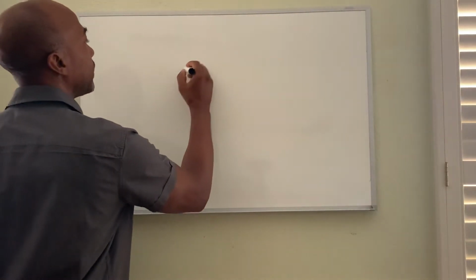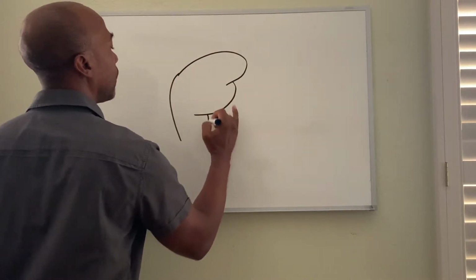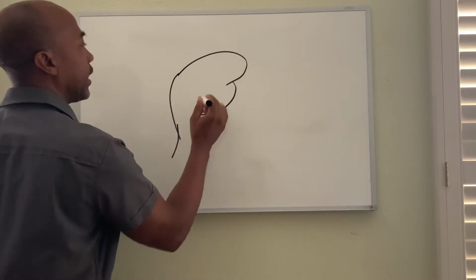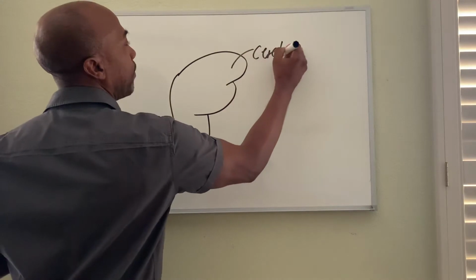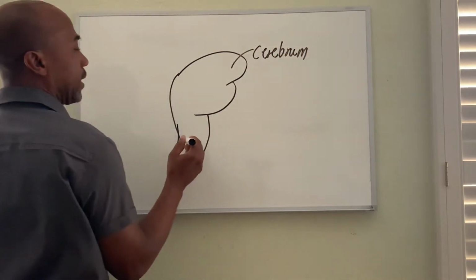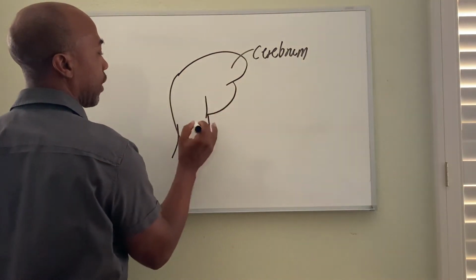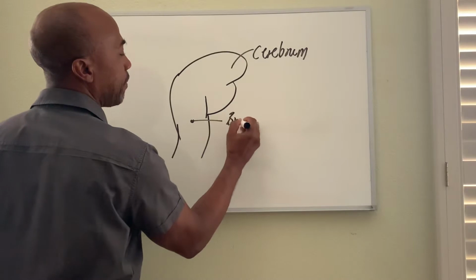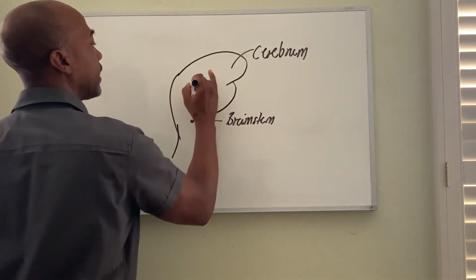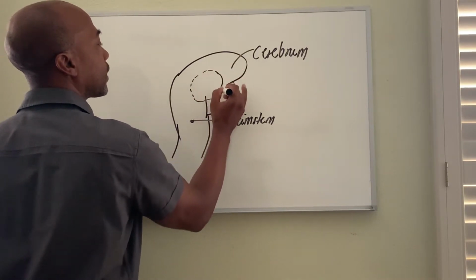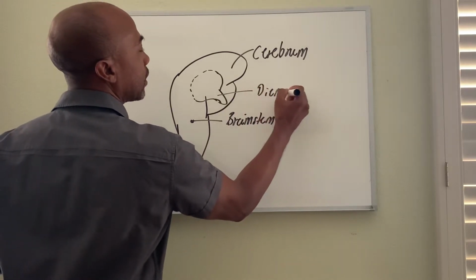So this is your brain, like so. Okay. There is the big part up top, what we call your cerebrum. There's a part here that runs in like this to the brain. This part here is called the brain stem. There's a part that's hidden inside here, like so. This part is called the diencephalon.